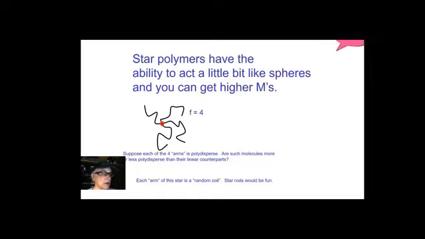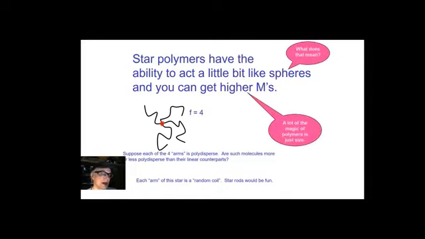Okay. All right. What does it mean to have them behave a little bit like spheres? Well, it turns out that spheres are not really good at adding viscosity to fluids on a unit mass basis. If you look at how much viscosity you add to a fluid per unit mass, adding spheres is not the way to go. Per unit mass, you get a lot more viscosity out of polymers, okay?